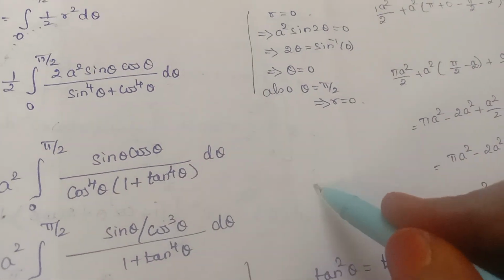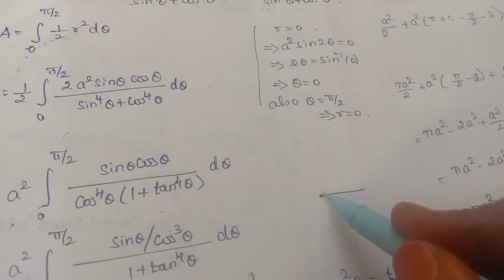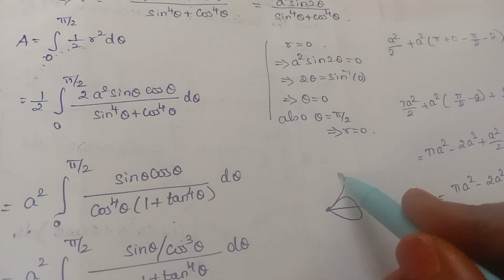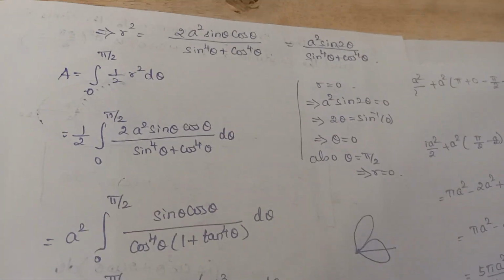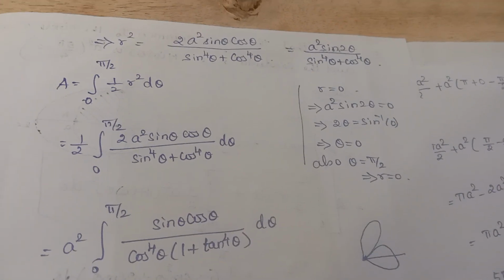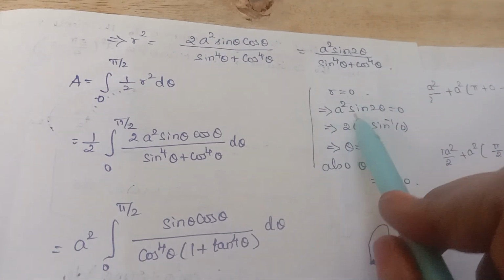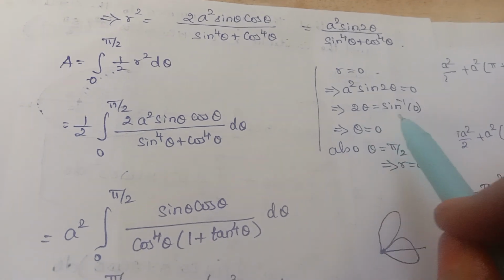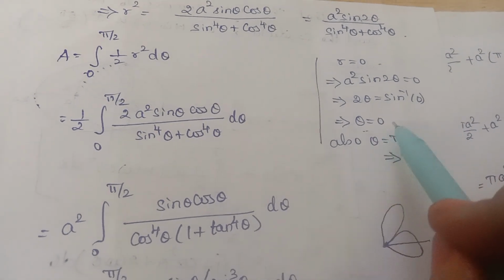We start from, see, this is the initial line, no? Initial line means we are starting here, wherever we go, whether it is like this or it is like this, we start from r equal to 0 and end at r equal to 0. If you are not sure how to find the limits, put r equal to 0 in the given equation. That will imply a square sin 2 theta equal to 0. So theta equal to what? Sin inverse of 0. That means theta equal to 0.